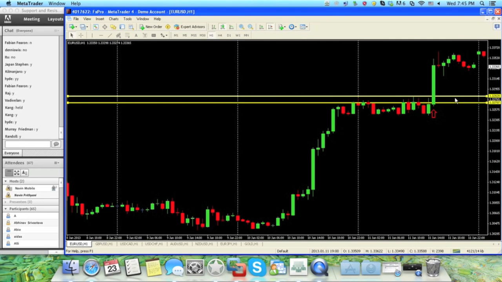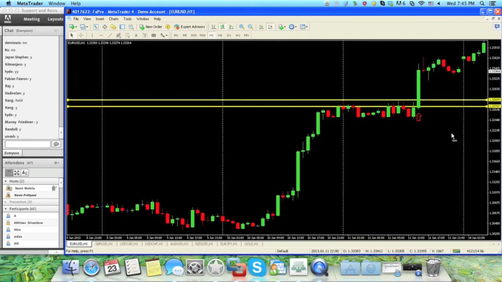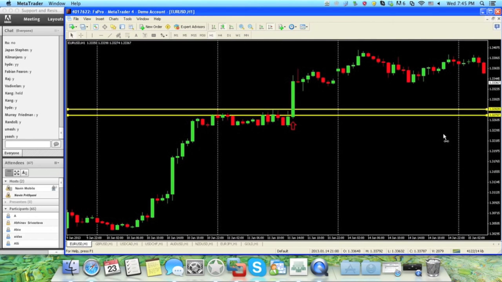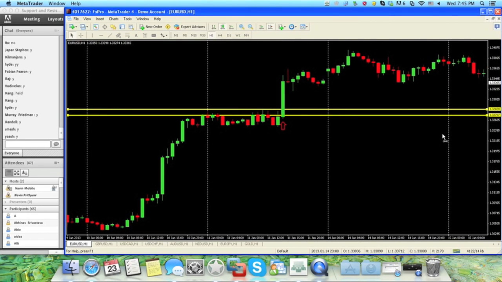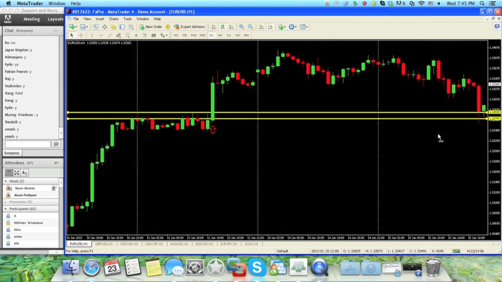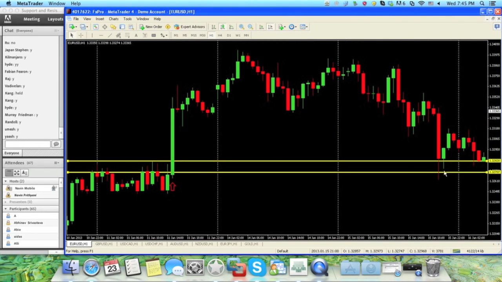Okay. We move forward. No touches yet. Okay. Well, what do you know? It's like magic. The market tends to respect these levels again and again and again. It will respect it. Now, it came here with a big strong candle and then it retraced.